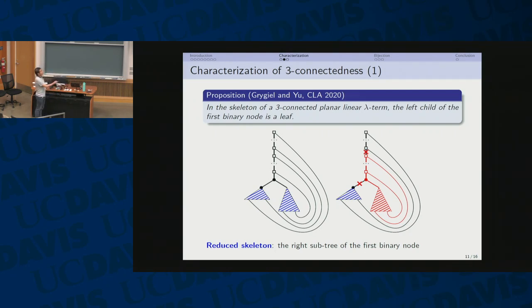Once we know that, we only need to consider the right subtree here, because to recover the whole term, we only need to add the binary node, add a leaf, and then add all the abstractions we need to capture all the free variables.